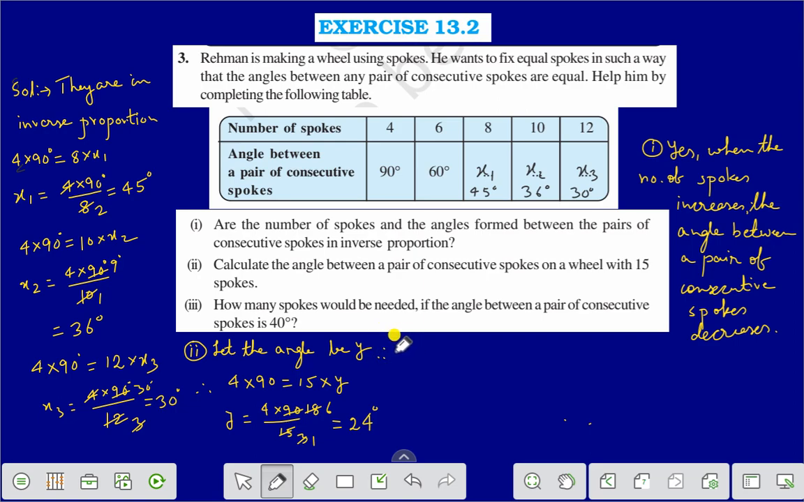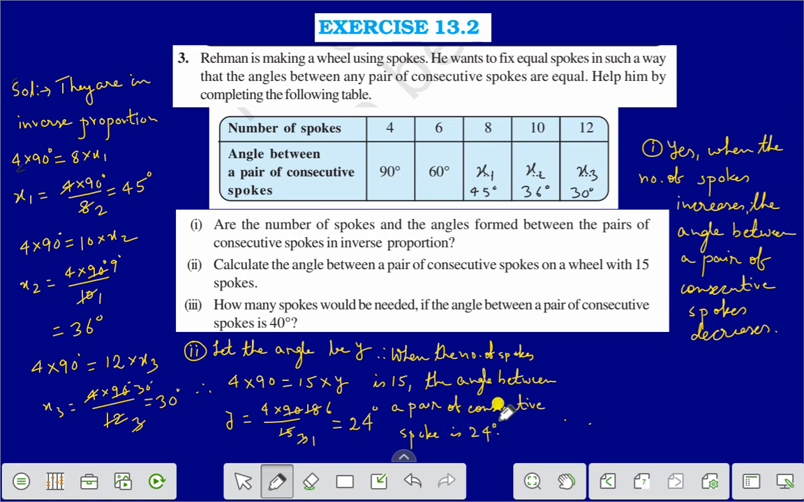Therefore, when the number of spokes is 15, the angle between a pair of consecutive spokes is 24 degrees.